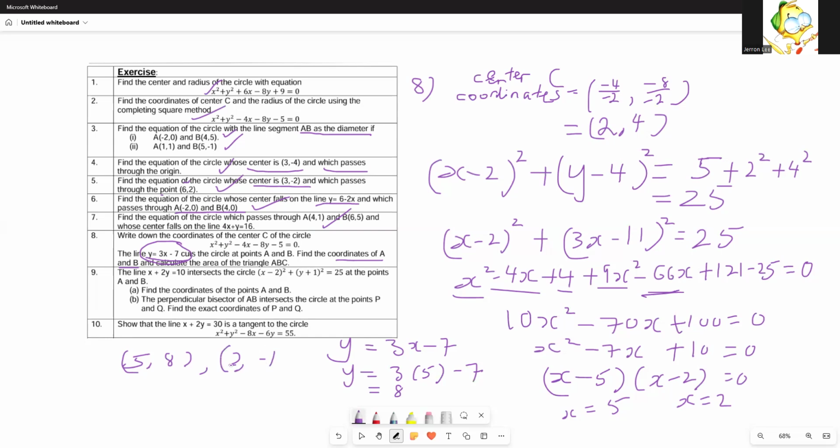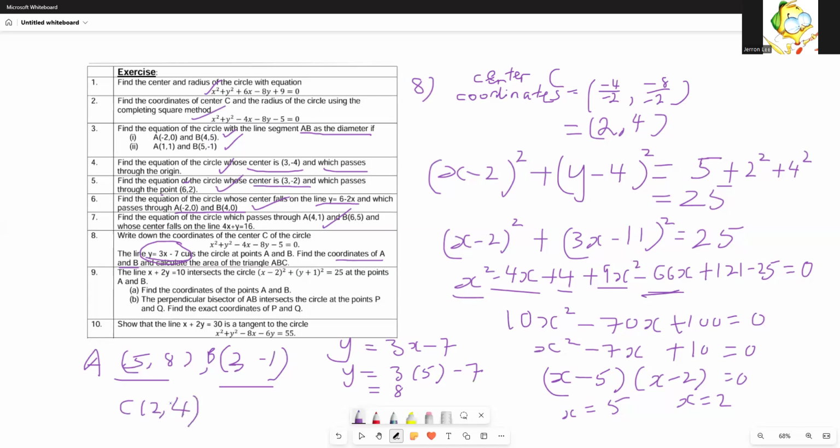All right. So basically, this is what you should be getting: 5, 8, 2 and negative 1. So basically, you have got A and B, and you also have your center of the circle, which is actually 2 and 4, right? So let's assign this as A, and this is B, and obviously, your C is 2 and 4, right? So this one, you need to write that down.